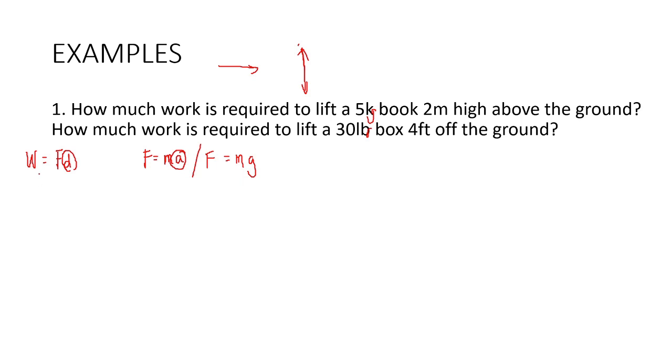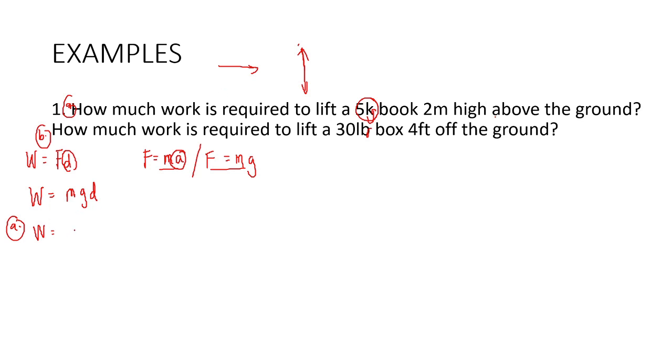Therefore, with force equal to mass times the gravitational force, we can have the formula of the work as mg times the distance. In this problem the given mass is 5 kilograms. We're going to solve A first, and this is B. How much work is required to lift a 5 kilograms book 2 meters high above the ground? So 2 meters is our distance.